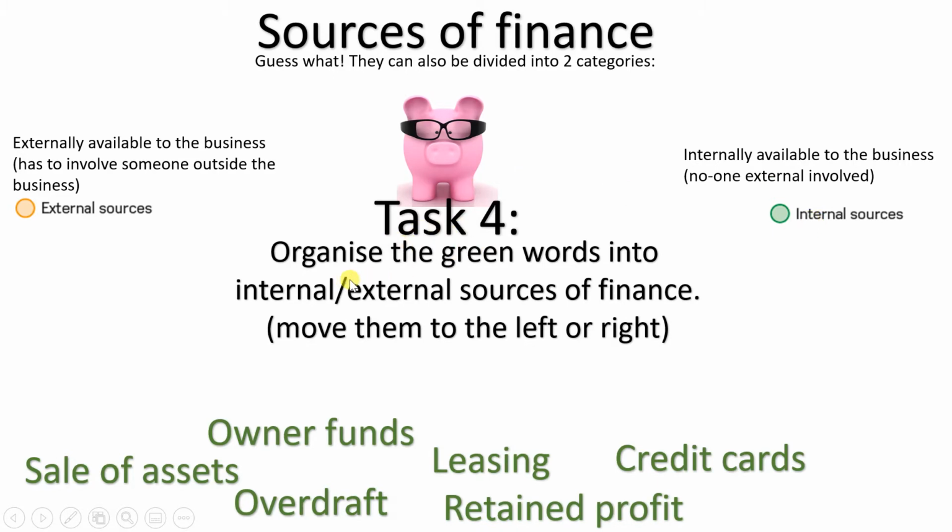Task 4. Organise the green words into internal and external sources of finance. You can move them to the left for external and to the right for internal, or create a table in your book with 2 columns. We will check the answers later on during this lesson.